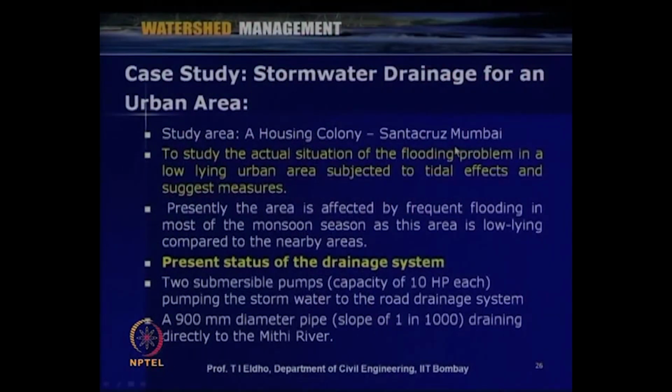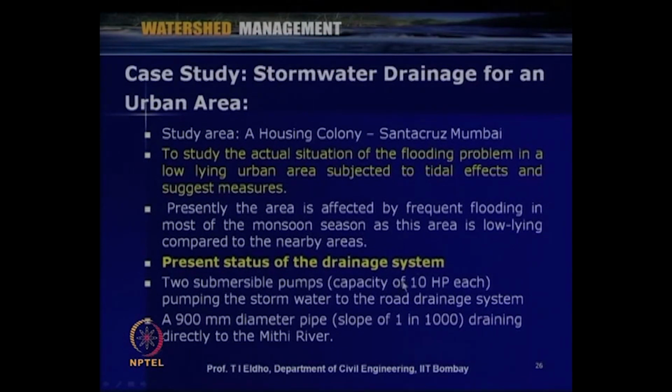Before closing this lecture, let us look into a case study related to stormwater drainage for an urban area. The study area is a housing colony in Santa Cruz, Mumbai. Here the aim is to study the actual situation of the flooding problem in a low-lying urban area subjected to tidal effects, and suggest measures. Presently the area is affected by frequent flooding. We carried out this study in 2006. There was heavy flooding in 2005 itself.